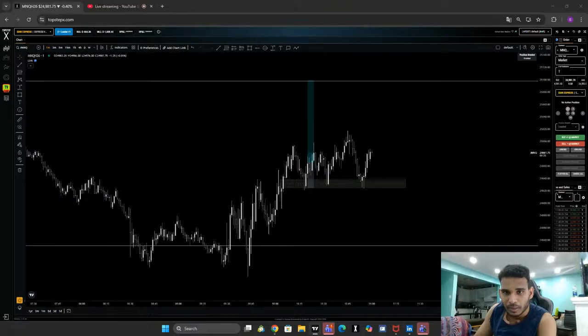And it gives a pullback all the way down to this level. Brother, it gives the pullback to this. So this is why you need to put the stop at this low. After taking this high, it gives a stop loss. Like it gives a pullback all the way down to this level.